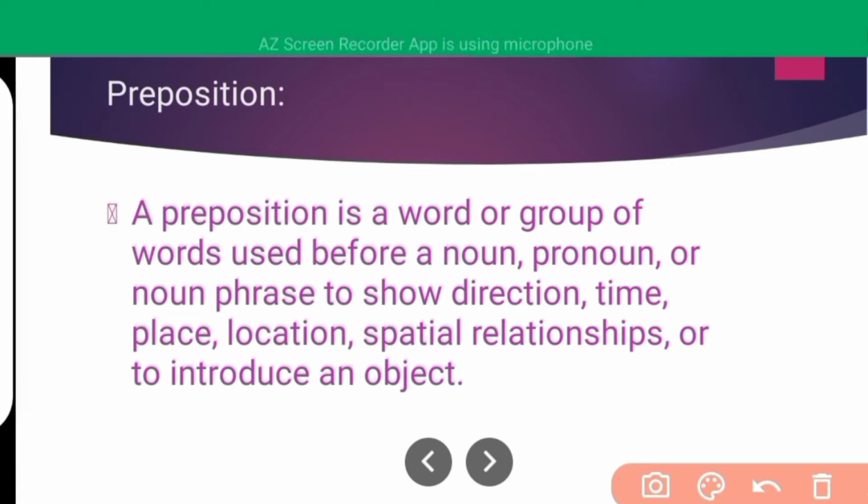Then let's take another example. The cat is sitting under the table. If I say the cat is sitting under the table, so in this sentence under is the preposition because it comes before a noun, that is the table.